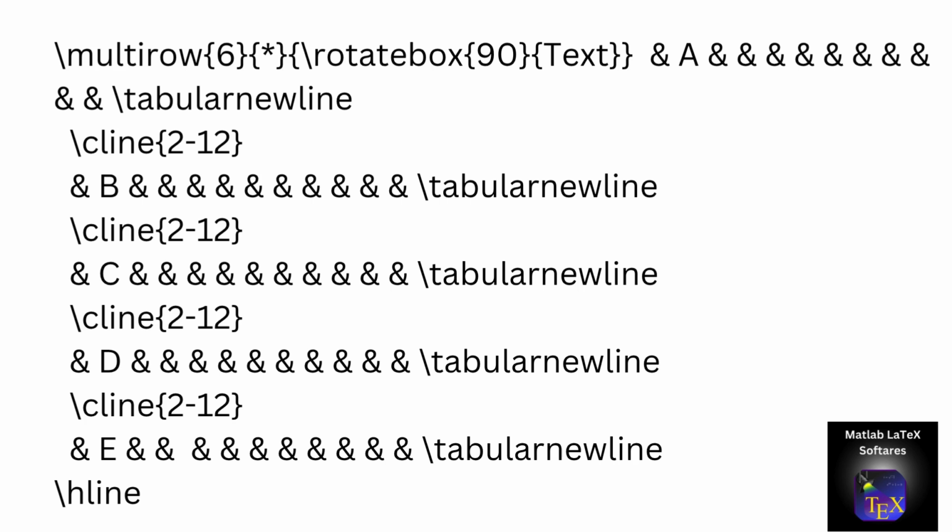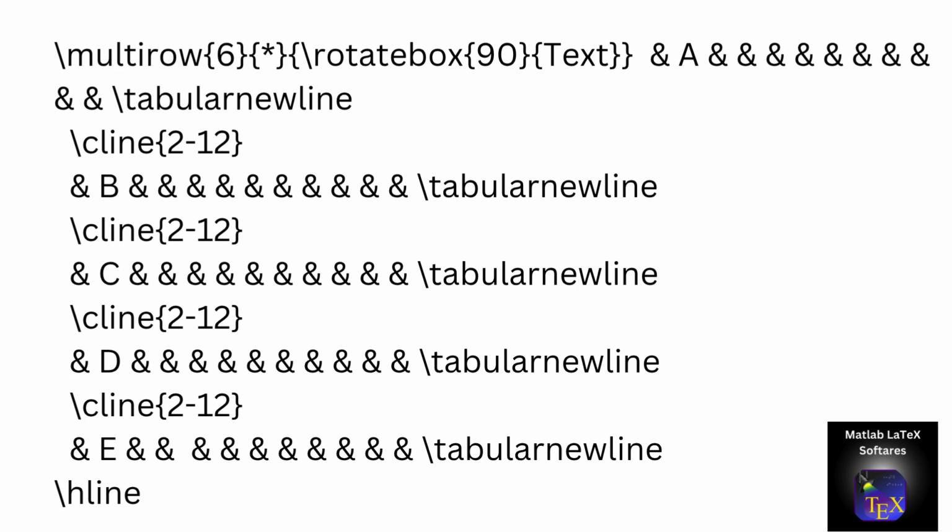The next column contains the row labels A, B, C, D, and E, each defined in straight lines. The ampersands divide the columns, and the empty spaces between ampersands represent blank cells for future data import. The command cline of 2 to 12 draws horizontal lines from the second to the 12th column, leaving the first column with the rotated text unlined to maintain the multirow's continuity.